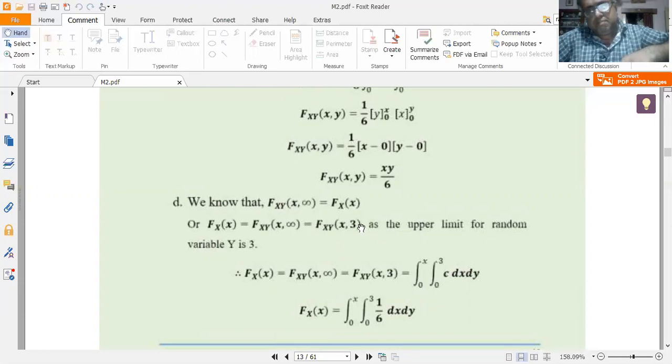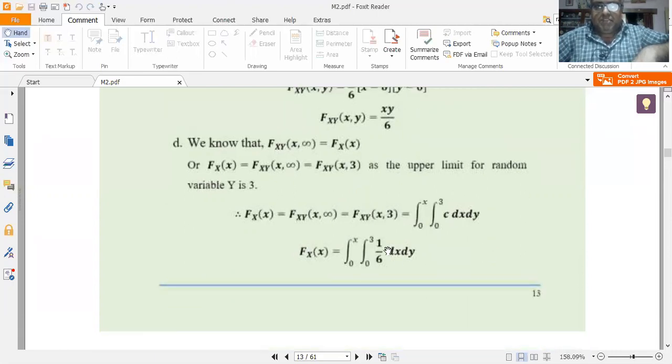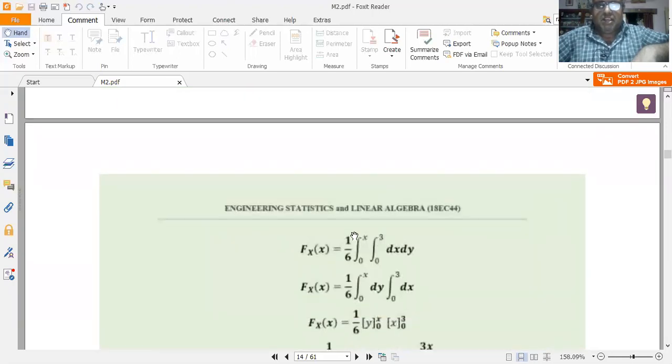Here you should be a little bit careful. If we are through with this step, then the integration is very, very easy. So that's why Fx of x is simply given by Fxy of x comma 3, which is given by integral 0 to x, integral 0 to 3, c dx dy. C is equal to 1 by 6. So substitute. 1 by 6 is a constant, so I can pull it outside. 1 by 6 integral 0 to x, integral 0 to 3 dx dy.